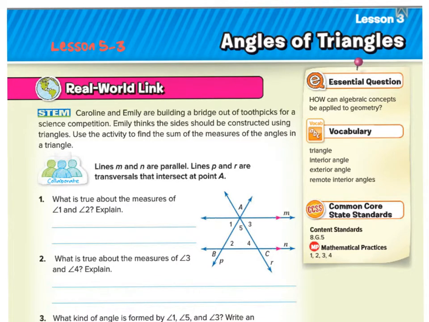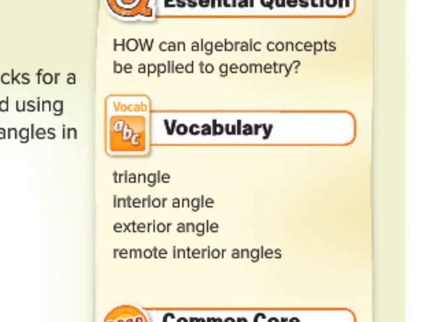Hello everyone, welcome to lesson 5-2, which is chapter 5, lesson 3, angles of triangles. We will continue to apply algebraic concepts to geometry, and we are going to look at the following words: triangle, interior angle, exterior angle, remote interior angles. You already know 3 out of these 4. I can comfortably say, I think.